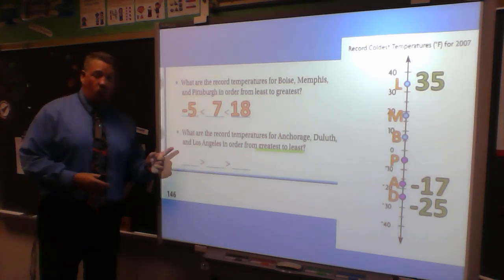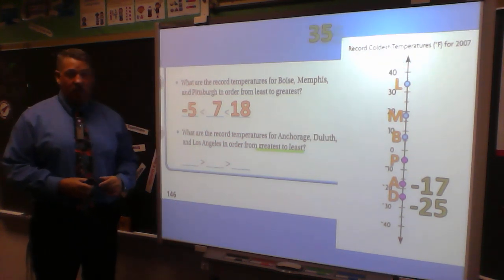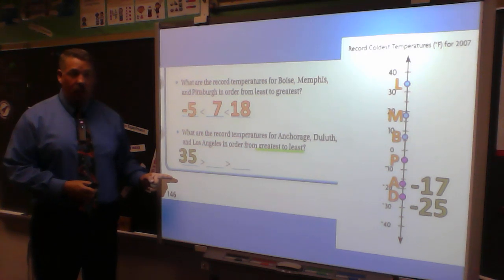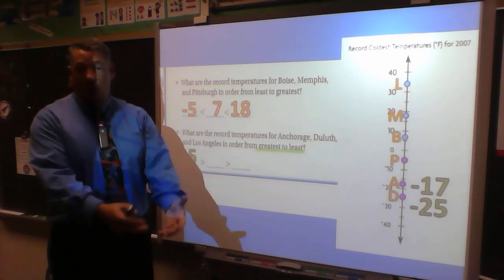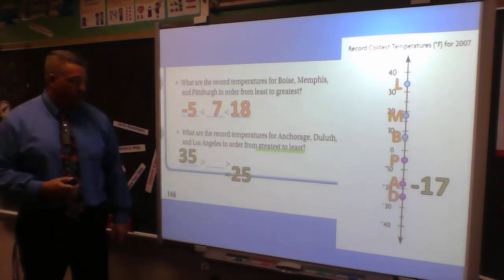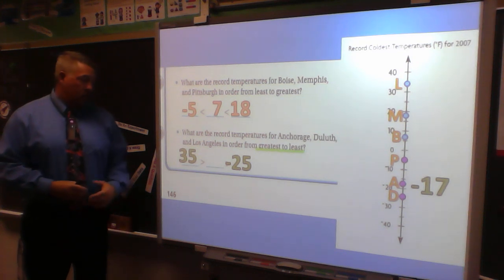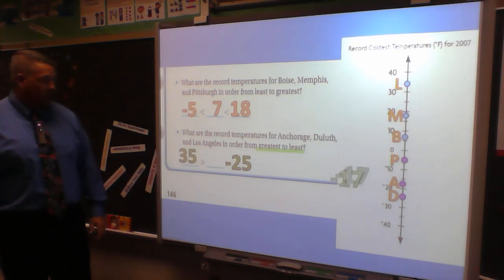So what is my greatest number then? Well, it's the one at the top. So I know 35 has to go way down here at the very beginning. And then I like to then go to what is the smallest one of the entire list. That's going to be my -25. It's going to go in the end. What's left has to be in the middle. -17 is right in the middle.